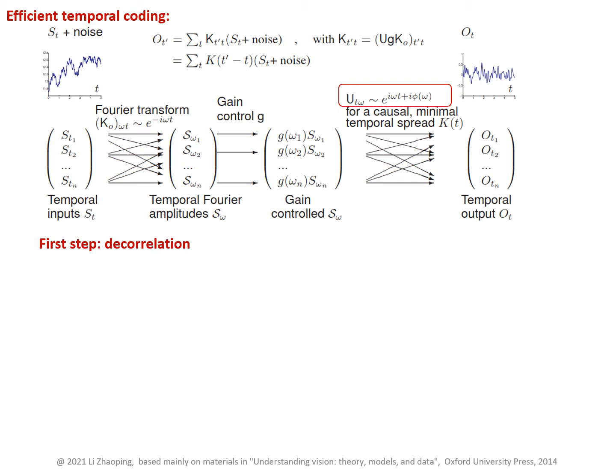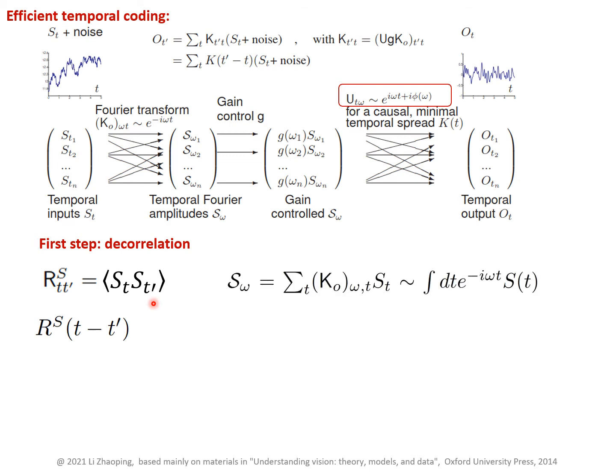For the decorrelation step, we recognize that the signals are correlated in time with this correlation matrix Rs, whose element t t' is defined as this correlation between S(t) and S(t'). This, of course, depends only on the temporal difference t minus t'. Therefore, we can write it also this way. And you can imagine that this correlation function decays with t minus t'. And this matrix should also be a Toeplitz matrix.